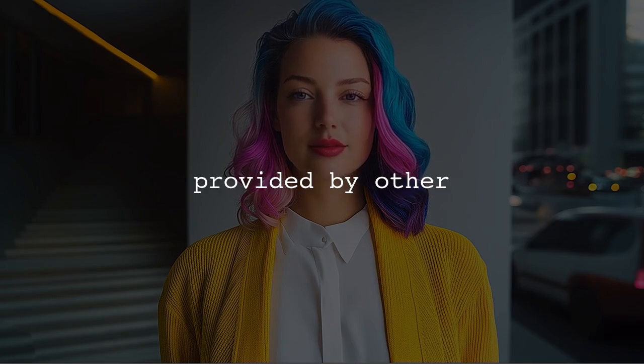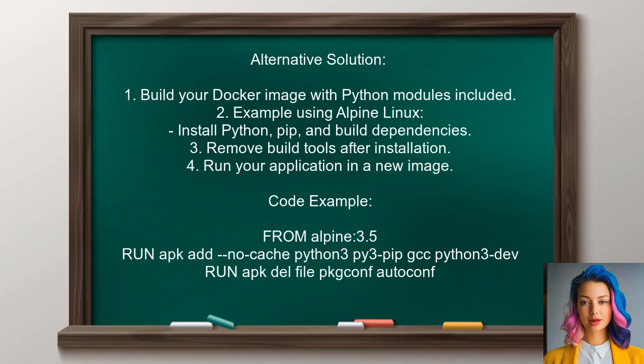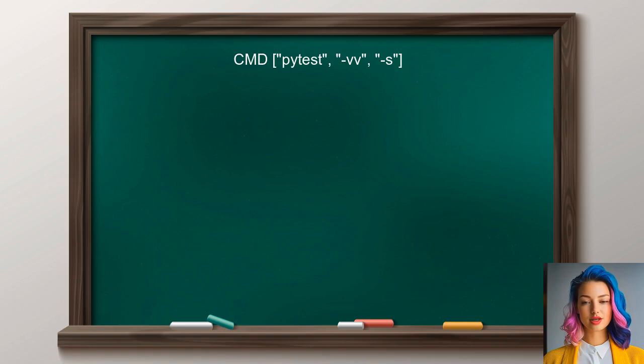Now let's look at the answers provided by other users. This user suggests building your Docker image with the necessary Python modules included from the start. They provide an example using Alpine Linux, where they install Python, pip, and other build dependencies. After installing the required packages, they recommend removing the build tools to keep the image lightweight. Finally, they show how to run your application code in a new image based on the one you built.